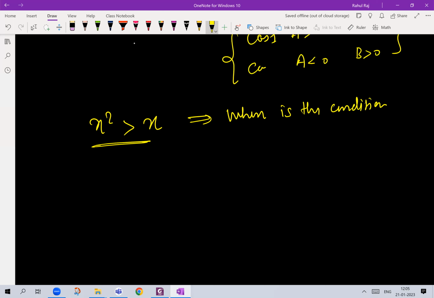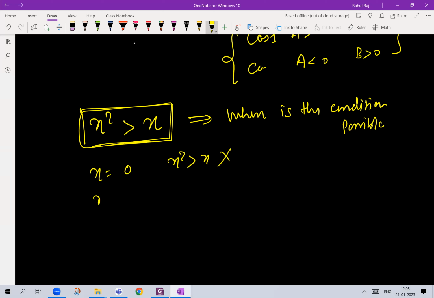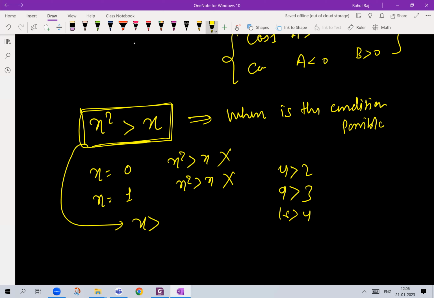People don't think, people just panic. But it is nothing. When is the condition possible means for what value of x this is possible. Imagine I take x is equal to 0. Do you think x square is greater than x? No. If I take x is equal to 1? No. But if I take x is equal to 2, 2 square is greater than 2. Yes, 4 is greater than 2. If I take 3, 9 is greater than 3. If I take 4, 16 is greater than 4. So this is 100% possible for all the values x greater than 1.